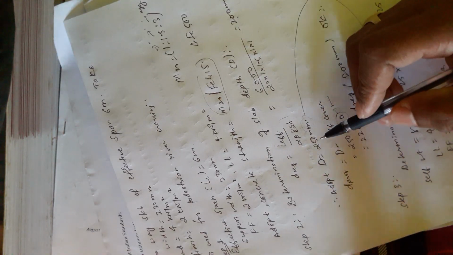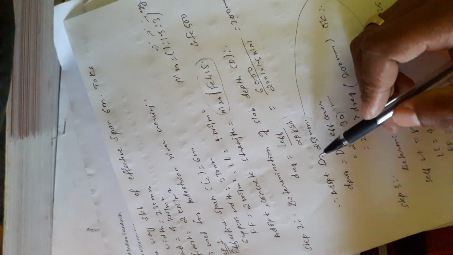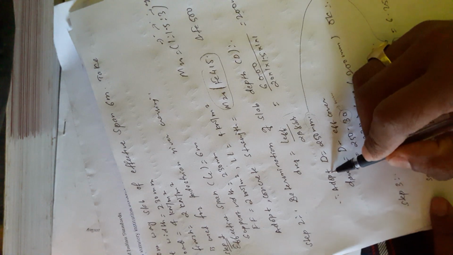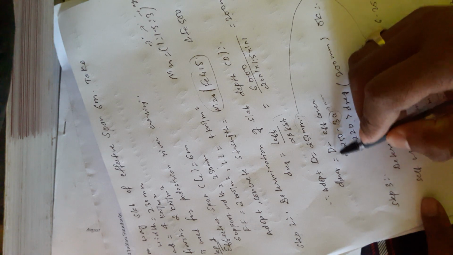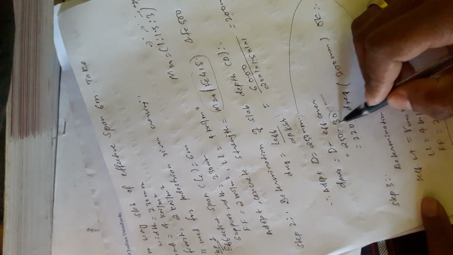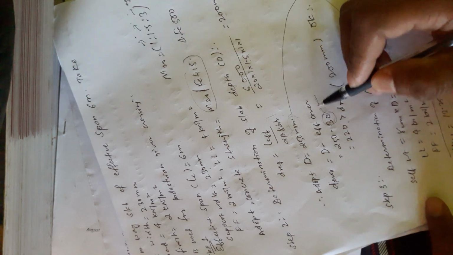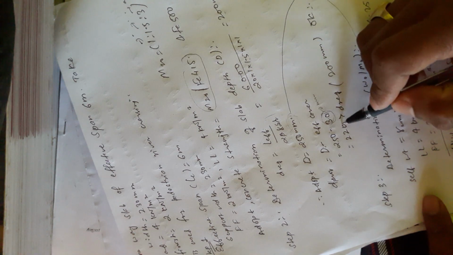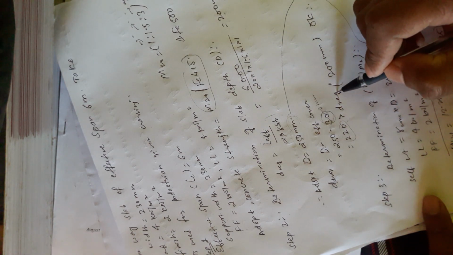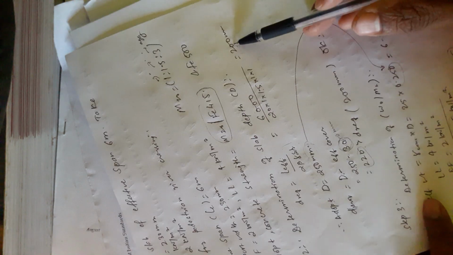So let us adopt D a bit greater than D required. So capital D is equal to 250 mm. We increased our D required by some amount. So let us take D as 250 mm. So D provided is equal to D minus effective cover. Let us take our effective cover in the slab to be 30 mm. So D is 250, 250 is from here. 250 minus 30 mm is 220, which is greater than D required, 200 mm. So it is okay.